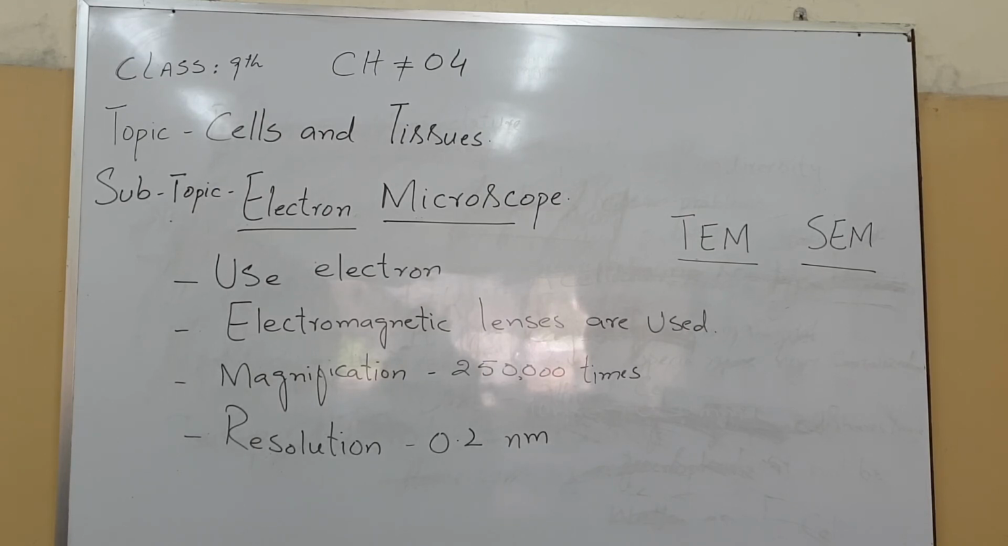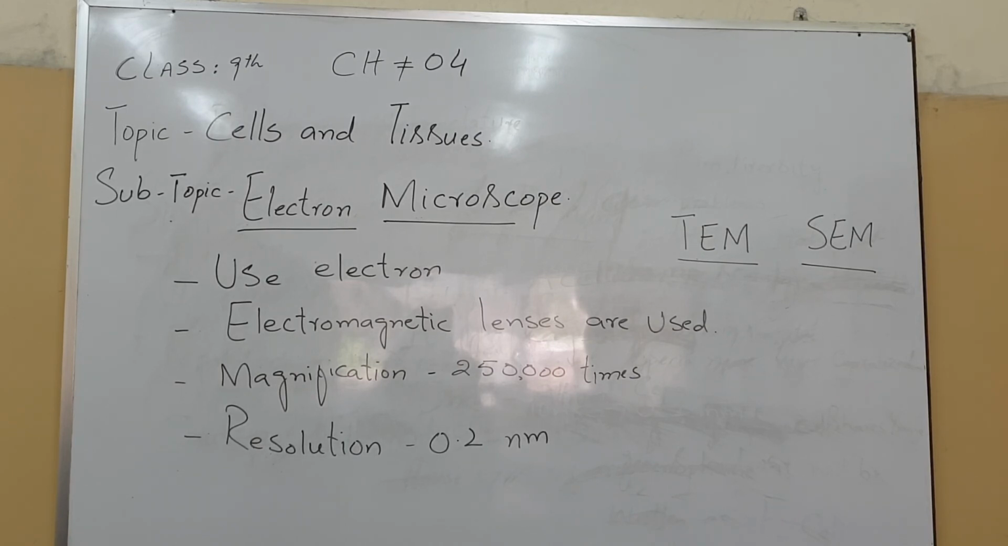The magnification is much more, 250,000 times, and the resolution power is 0.2 nanometer. Very small organisms can be seen or detected by using the electron microscope. There are two types of electron microscope as mentioned here, TEM and SEM: transmission electron microscope and scanning electron microscope.